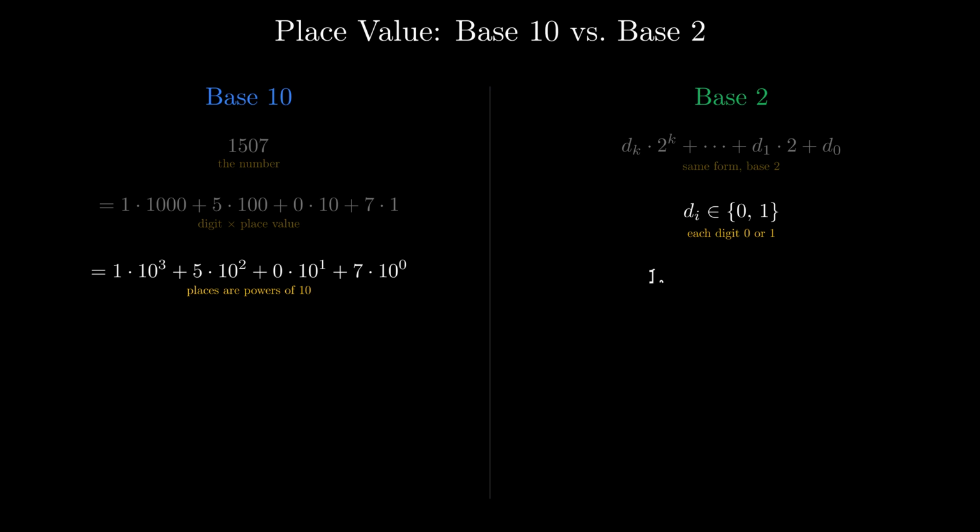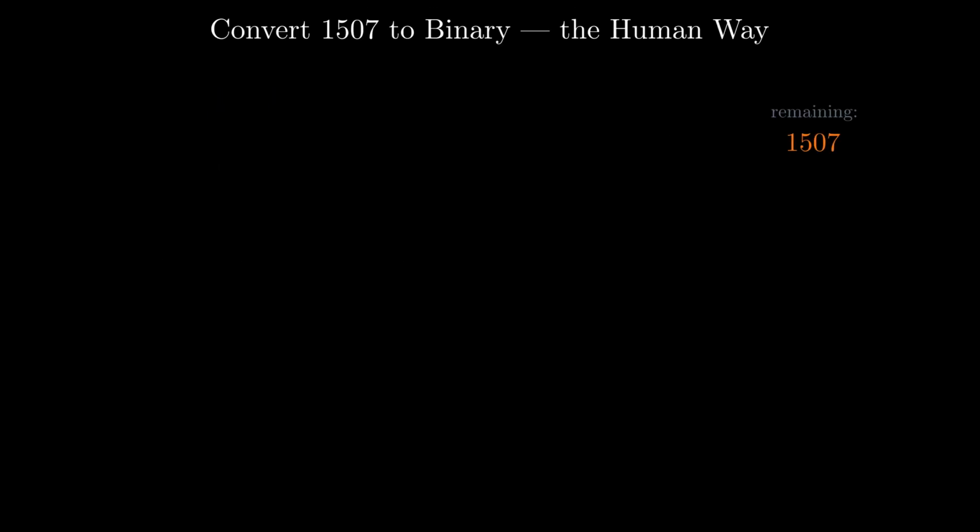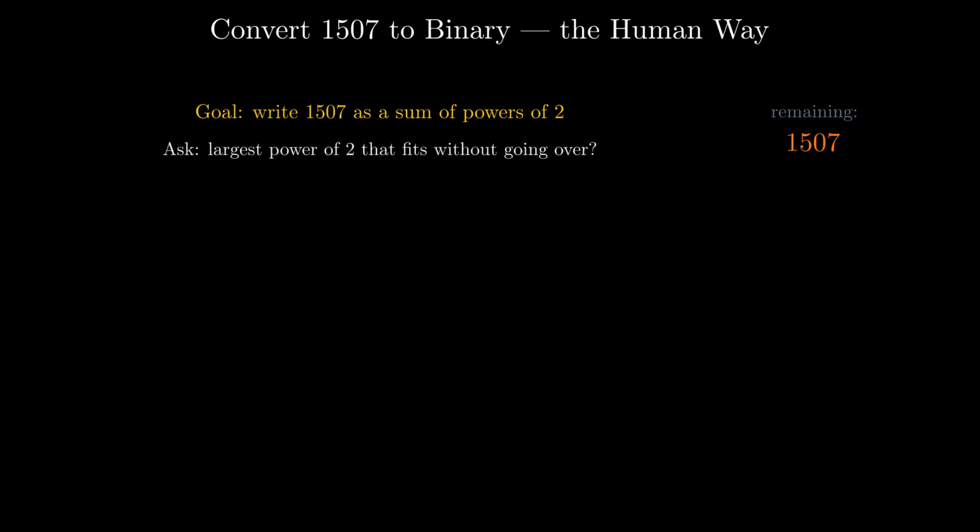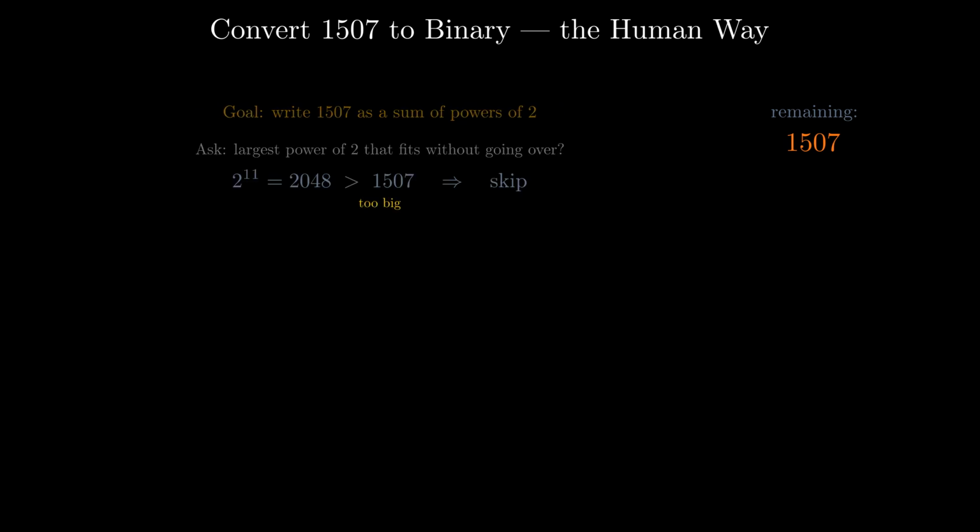So the places are 1, 2, 4, 8, 16, and onward, doubling each step. To convert 1507 to binary the human way, we ask, what is the largest power of 2 that fits without going over? 2 to the 11th power is 2048, already too big. 2 to the 10th power is 1024, which fits. Subtract it, and 1507 minus 1024 leaves 483 remaining.